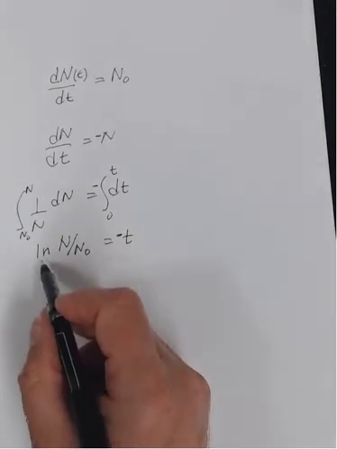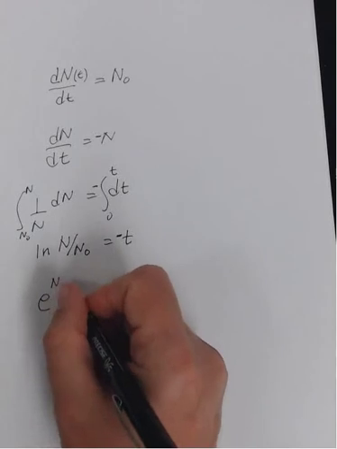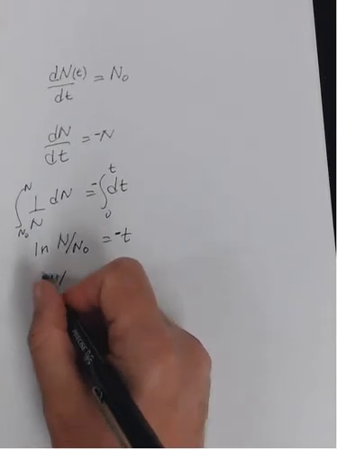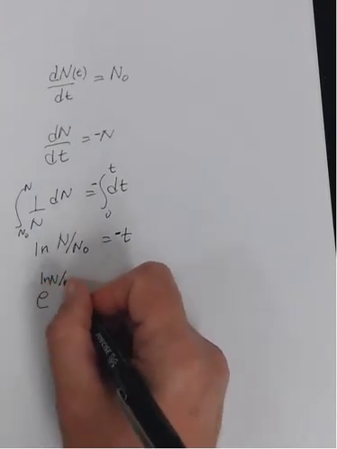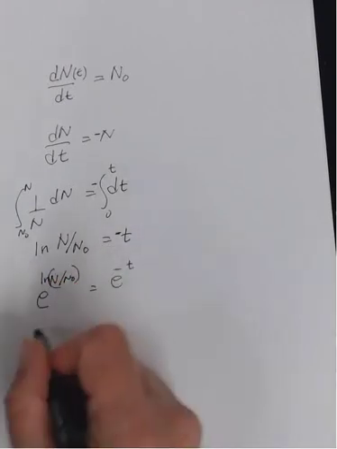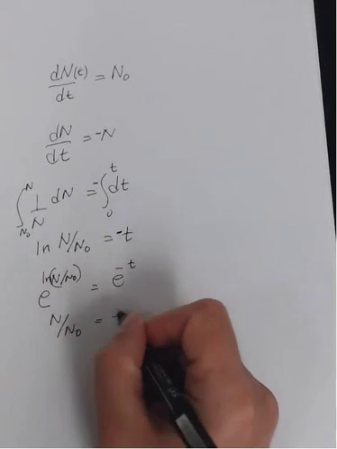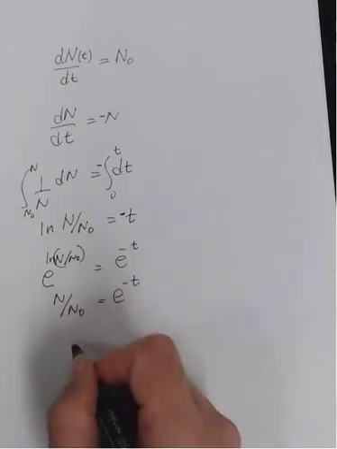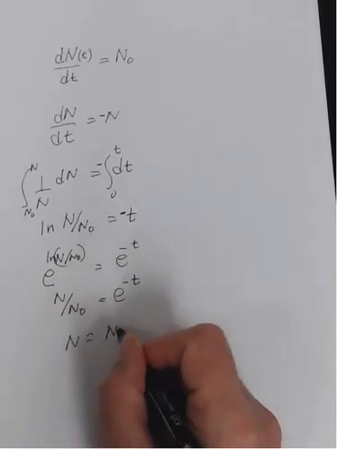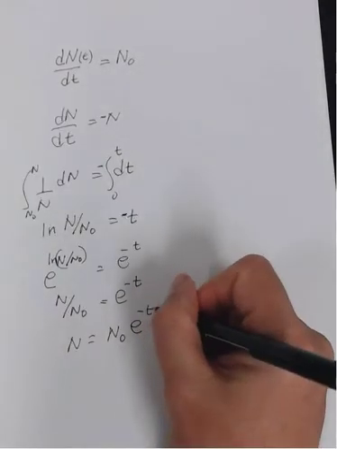The inverse function of the natural log is the exponential. So if I take the exponential of the natural log of n over n naught, equals negative t, then this just gives me n over n naught equals e to the negative t. So I get the number of particles is the number I started with times that. It looks something like this.